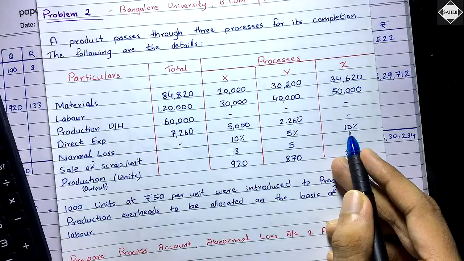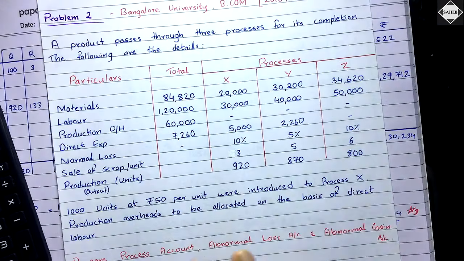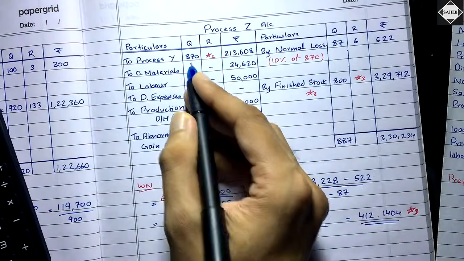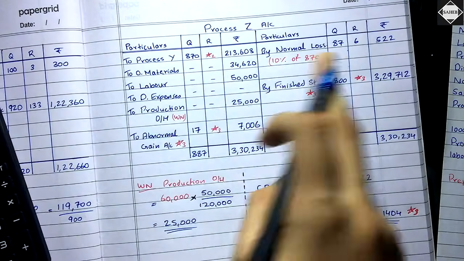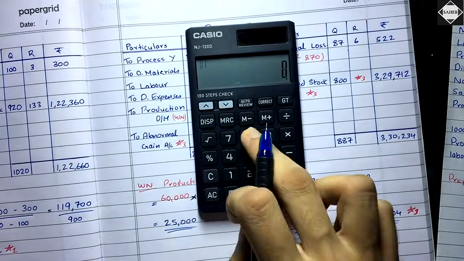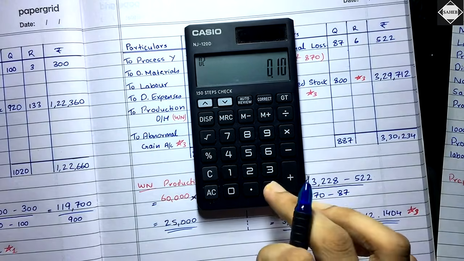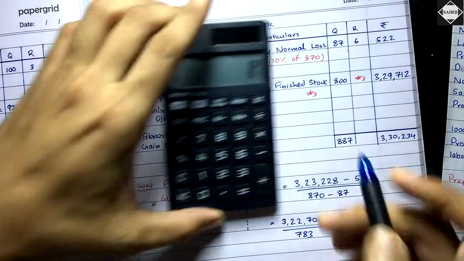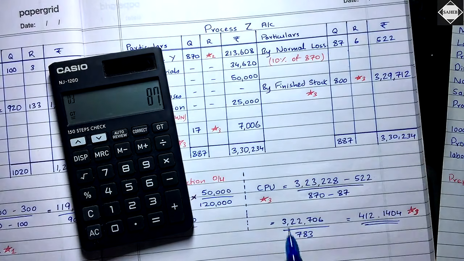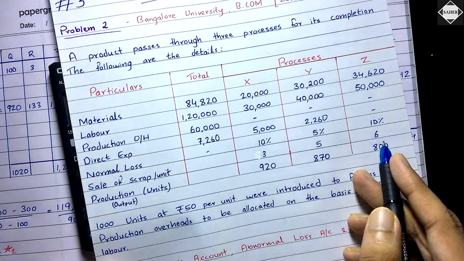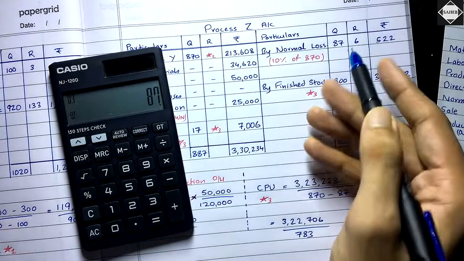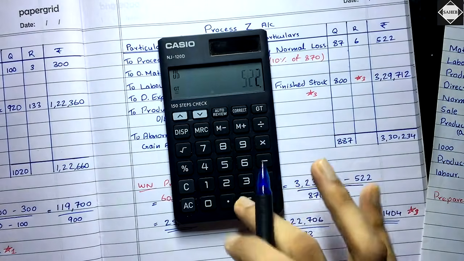Then what do we have? Normal loss. Normal loss is 10%, right? So the input here in process Z is 870. On this 870 you have to calculate the normal loss. So 870 is our input here in process Z into the normal loss 0.10, that's equal to 87. Then scrap value, how much is the scrap value here in process Z? The scrap value is rupees 6. So 87 into 6, that's equal to 522.